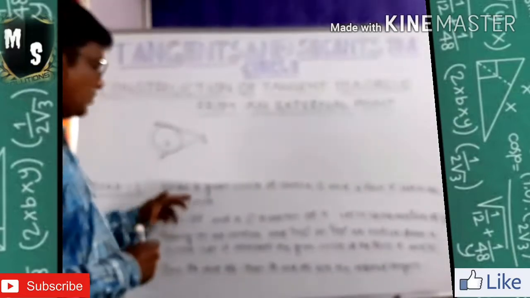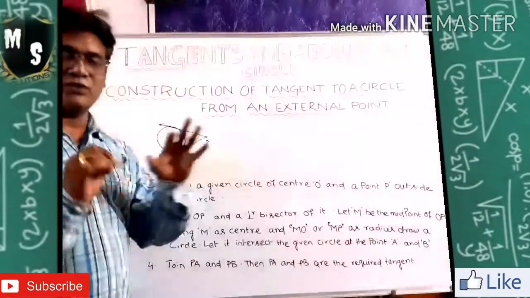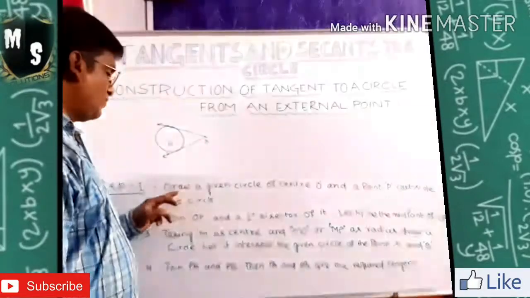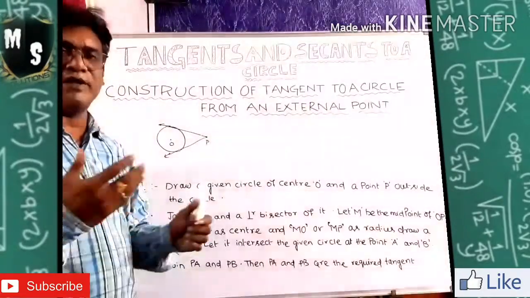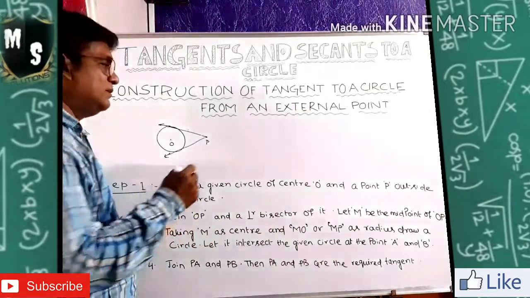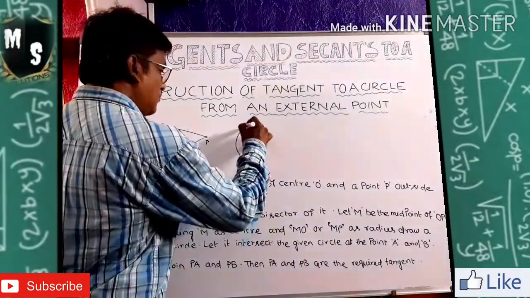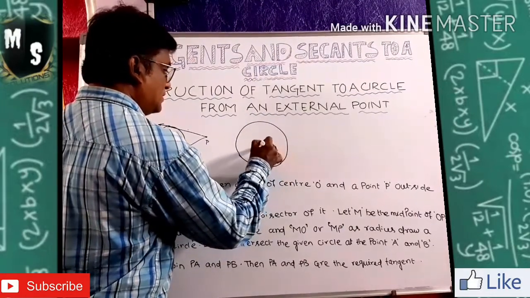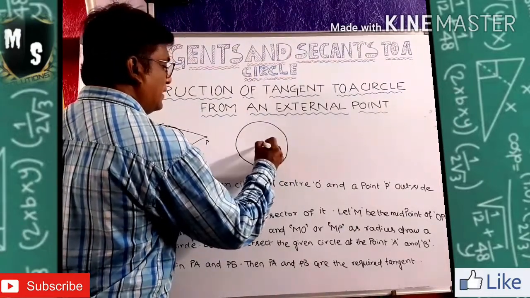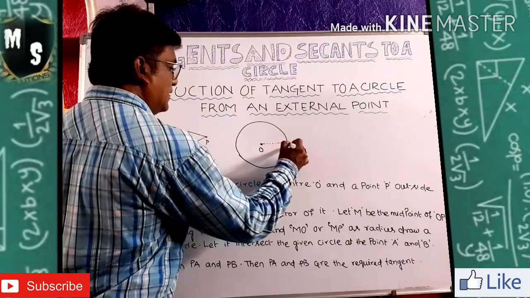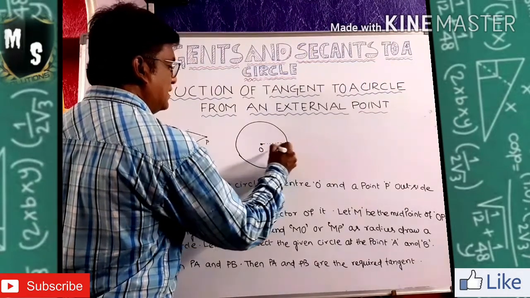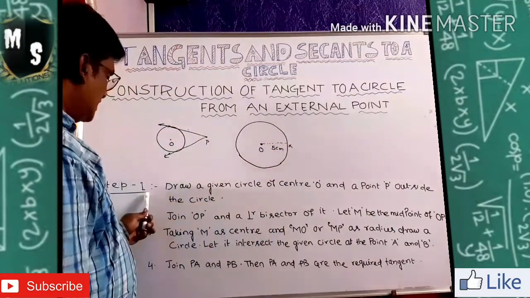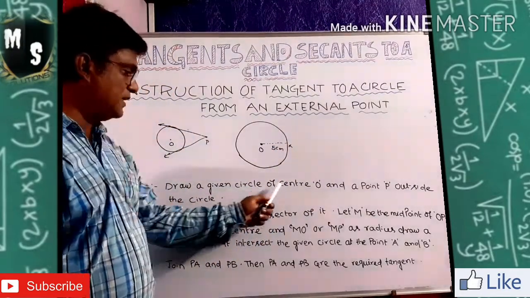See now, draw a given circle of center O. The question gives the radius, and to that radius you have to draw the circle. Suppose I am taking the radius as 5 cm. First I draw a 5 cm circle. Let this be the center O, and let me join the radius to X. What is this? 5 cm. Understood? Step 1 is draw a given circle of center O.